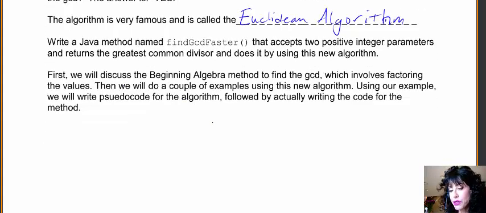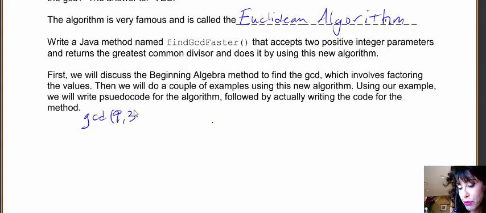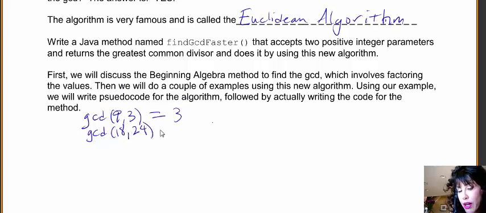So let's talk about the beginning algebra way to find the GCD. What do we already know? Common notation for the GCD is to put GCD and then the two numbers inside parentheses. The greatest common divisor of 9 and 3 is 3, because 3 is the biggest number that divides both of those evenly. What is the GCD between, say, 18 and 24? Well, you may be able to do this just by inspection. It is 6.